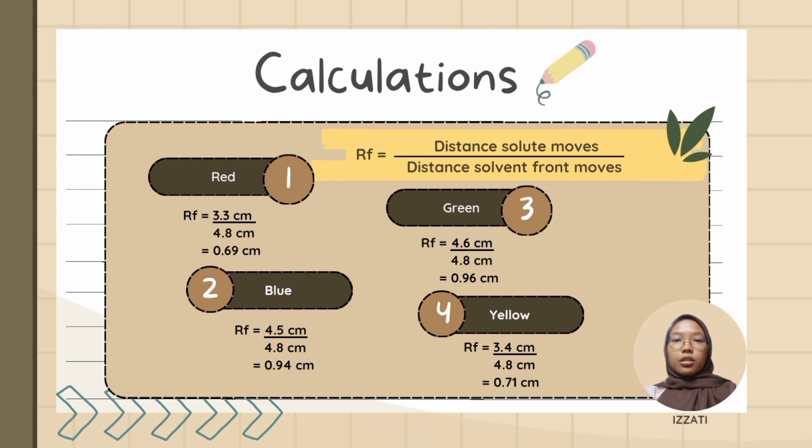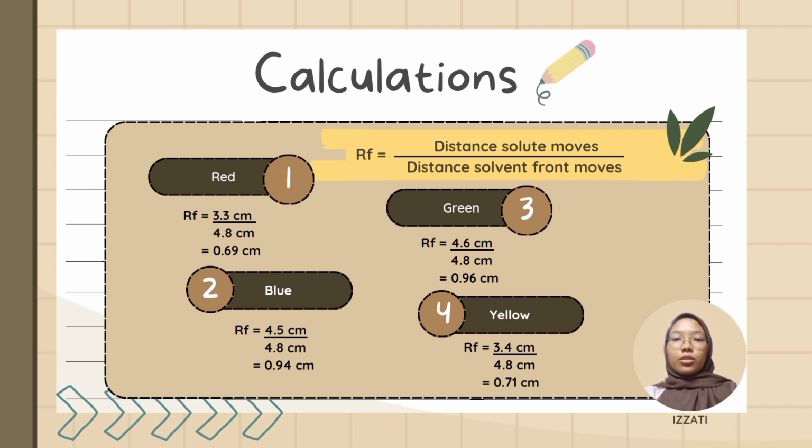For the calculations, we have calculated the RF value of each food dye. We use the formula whereby RF is equal to the distance the solute moved divided by the distance the solvent front moved, which is constantly about 4.8 cm. Thus, the result of each food dye is carried out as shown in the slide.